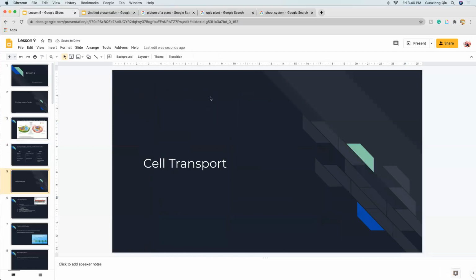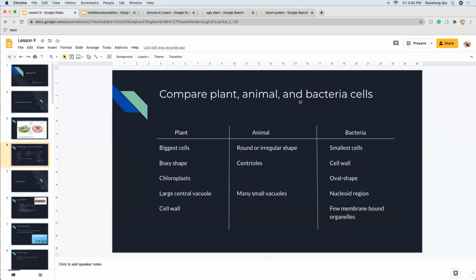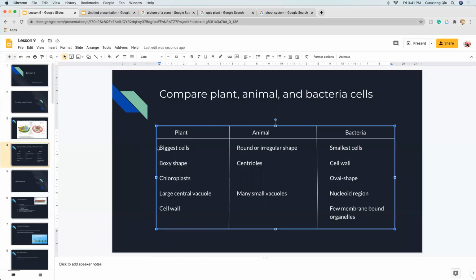Okay, comparing plant, animal, and bacteria cells. This is also something you'll probably get tested on. Firstly, what we know about plant cells is that you need to remember that they are the biggest cells out of all of these. Again, they have a boxy shape. They have chloroplasts, which means they can perform photosynthesis. Unfortunately, we don't have chloroplasts, so we can't photosynthesize. We really should have evolved to have chloroplasts. It's really not fair. Anyway, plants have a large central vacuole, whereas animal cells have many small vacuoles, and plants also have a cell wall.